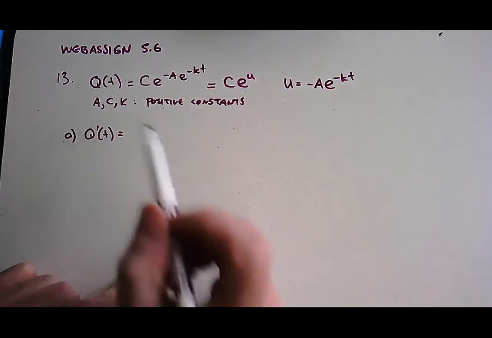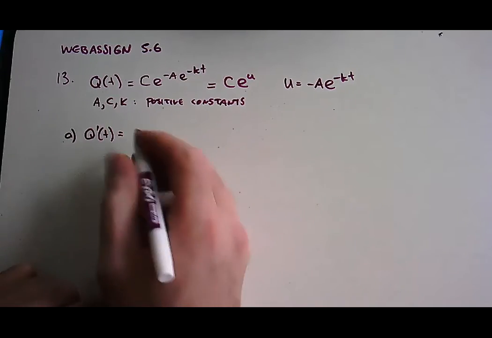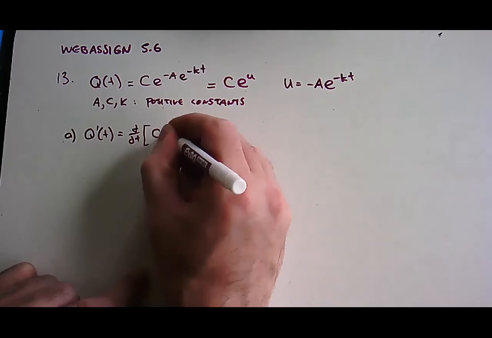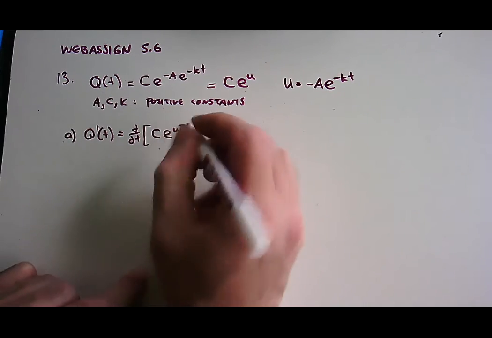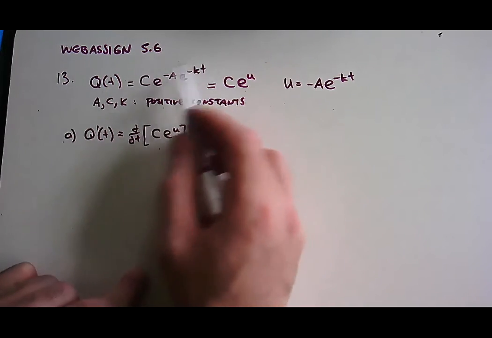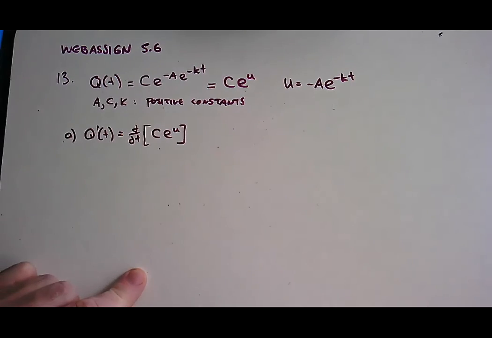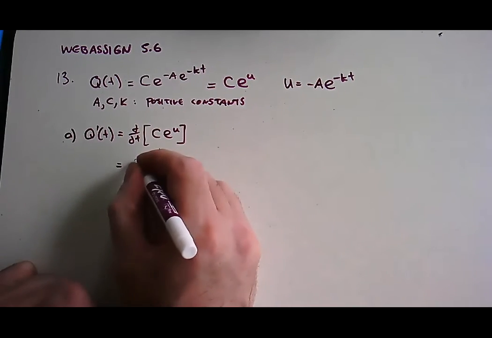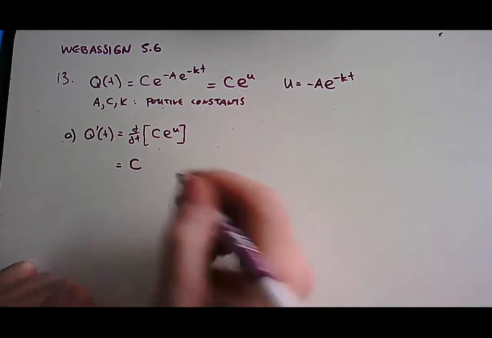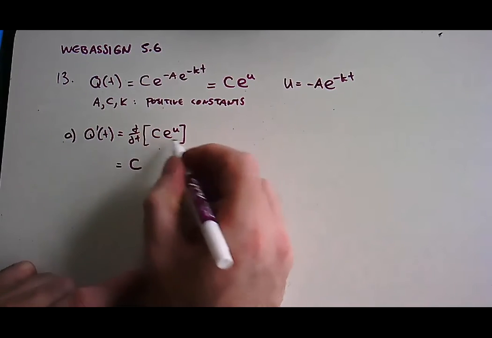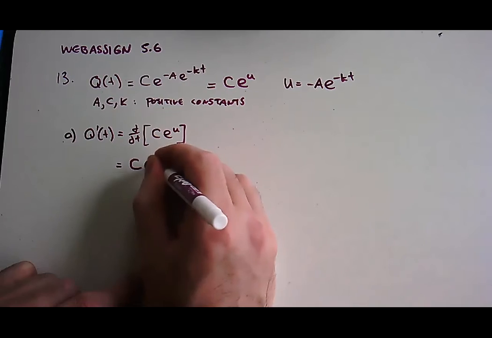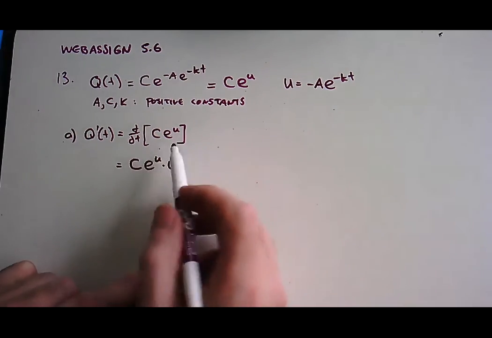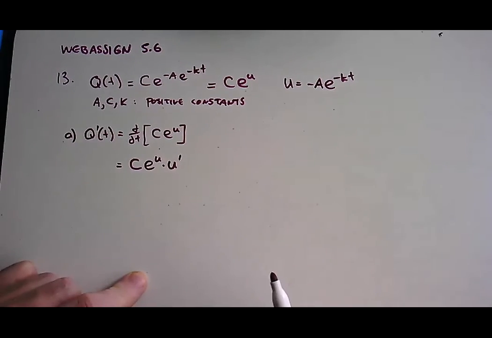And then q prime of t, really what we're doing is taking the derivative with respect to time of c e to the u. So we're making that problem a little bit easier by abstracting that exponent to just be u. So what is the derivative of c times e to the u? Well, by the constant multiple rule, we have a c that stays out in front. And then the derivative with respect to time of e to the u is going to be e to the u times u prime, that is, times du dt, the derivative of u with respect to time.